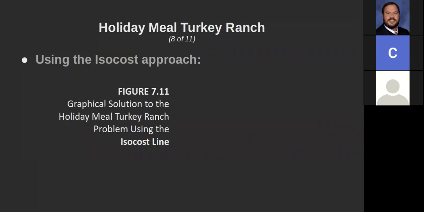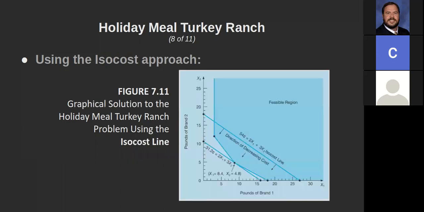I apologize that my diagrams are not showing up, but on this page, it would show an example of the isocost. Okay, there it is, the isocost approach. And you can see up in the upper right corner the feasible region shaded.